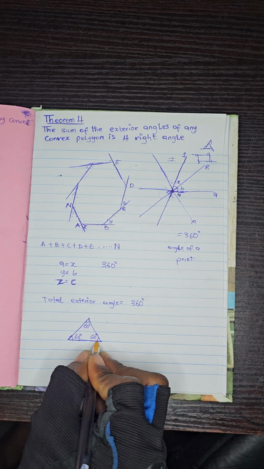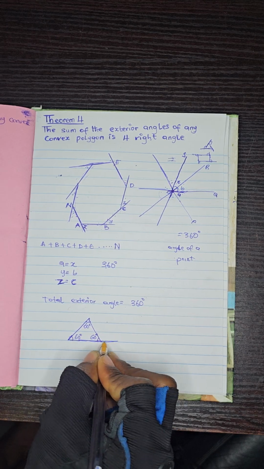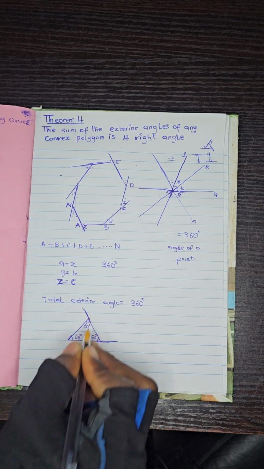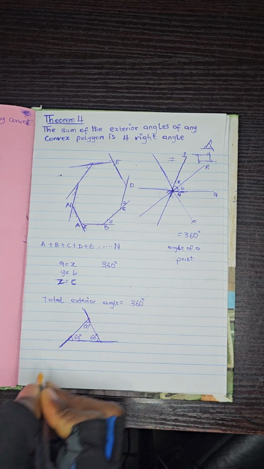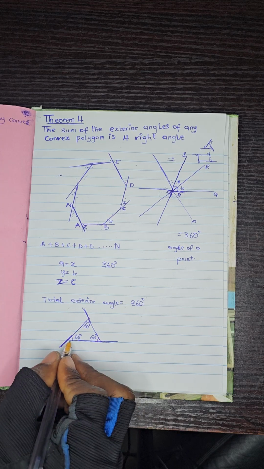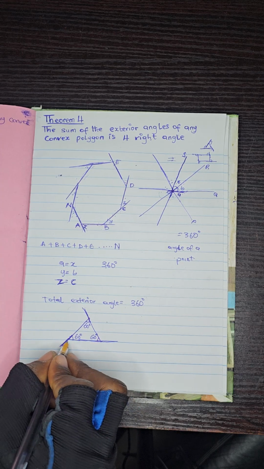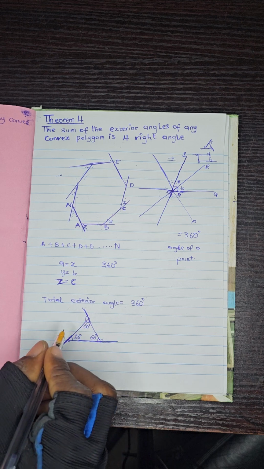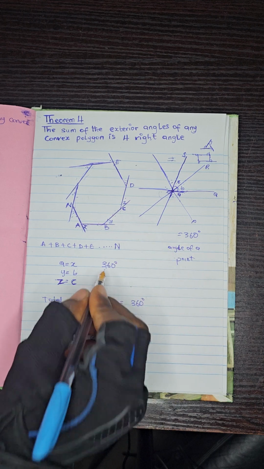So let's do the exterior angles. 1, it will be 3 now because it's 3 sides. 2 and 3. So now we are trying to confirm that the sum of this and that will give us what? 4 right angles, which is 360 degrees.